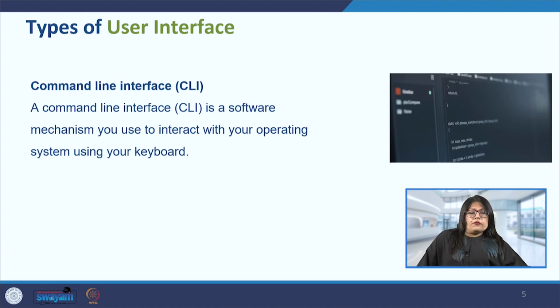Now, command line interfaces. This is a software mechanism that we use to interact with our operating system using our keyboard, and they accept text input to execute a certain function. They were used highly in the 1970s and 80s. They were very much used at that time because of certain advantages that they have. So they are efficient and speed oriented. These are direct commands, so they can be quickly given as input, and the user does not need to navigate through the graphical elements.